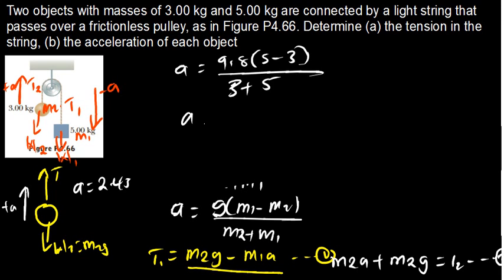So acceleration is going to be equal to, if I get 5 minus 3, the answer times 9.8, then I divide this by 3 plus 5, which is 8. So I'm getting the same answer, which is 2.45 meters per second squared. So this is the acceleration.